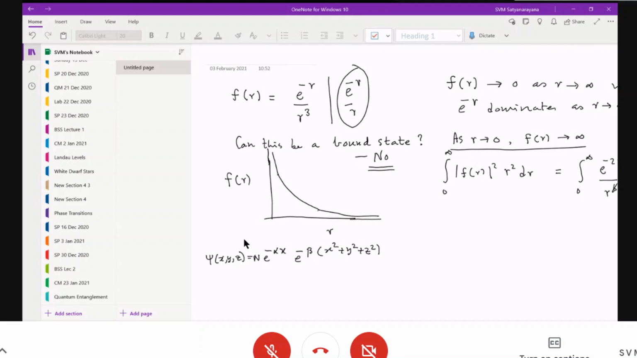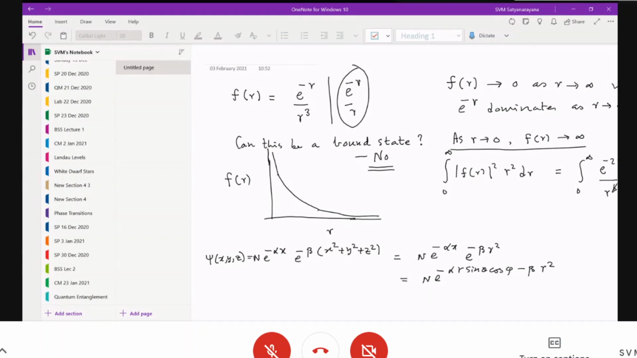Okay, so this is fine because it is like N e to the minus alpha x into e to the minus beta r square, correct? Since x square plus y square plus z square is r square. Or you could have also written it as N e to the power minus alpha, and write x as r sine theta cos phi, in spherical polar coordinates, times e to the minus beta r square.